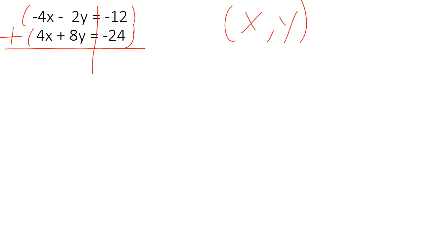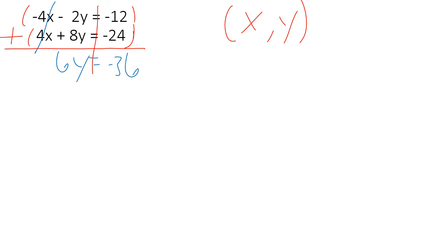So we have negative 4x plus 4x becomes 0. Negative 2y plus 8y is going to be 6y. And we're adding negative 12 and negative 24 here. Remember, when you're adding two negatives together, it's like you're getting farther to the left on the number line after 0. So negative 12 and negative 24 become negative 36, because it's like you have $12 in debt and then you borrow another 24. How much do you owe? It's going to be negative 36.